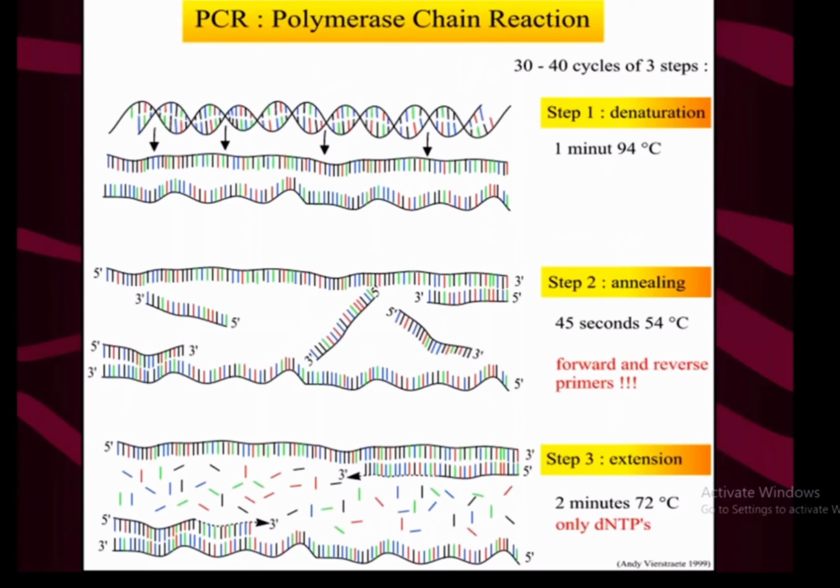This is again a highlight of what happens. In the first step, there is denaturation, that is separation of the 2 DNA strands. Now they are single-stranded DNA. Primer will come and bind to it in the second step, which is called annealing. And after that, there will be extension. That is, the DNA polymerase will act on it, and the nucleotides, the dNTPs, will bind to it.